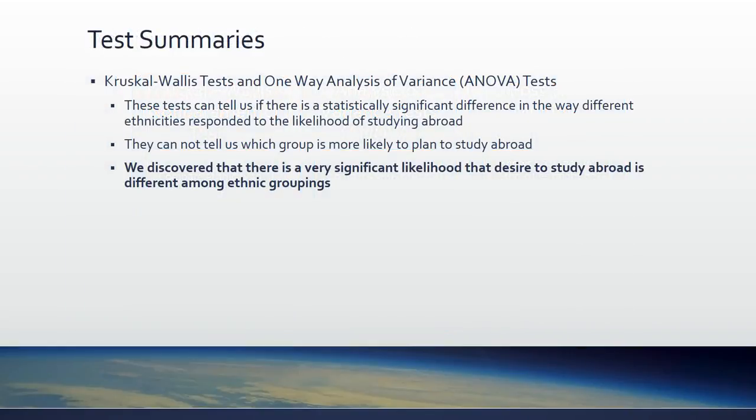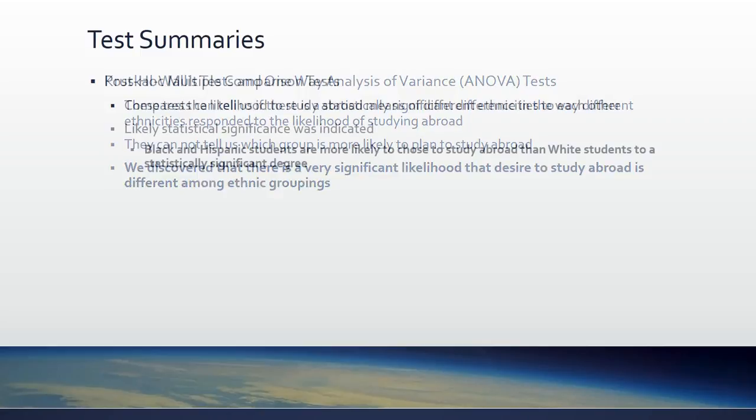Here's what we found. The Kruskal-Wallis test and the one-way analysis of variance, or the ANOVA test, can tell us if there's a statistically significant difference in the way that the ethnicities responded to the likelihood of studying abroad, but they can't tell us which group is more likely to plan to study abroad. So what they did tell us is there is a very significant likelihood that the desire to study abroad is different among ethnic groups. Doesn't tell us which ones, but it says, hey, there's really something going on here.